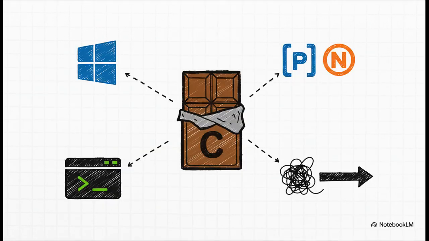And Chocolatey is built specifically for this job on Windows. It all happens from the command line, that little black box with the blinking cursor. Under the hood, it's using some powerful Microsoft technologies like PowerShell and something called NuGet to turn a messy, complicated process into something incredibly simple.